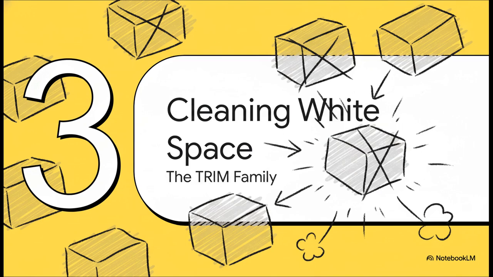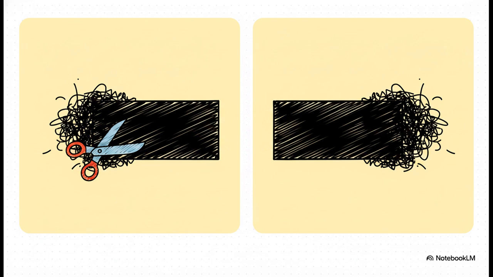Section 3, cleaning up white space. The trim family. Unwanted blank spaces are kind of the silent killers of data analysis. They hide completely invisibly at the beginning or end of your text, and they will absolutely ruin your matching functions.